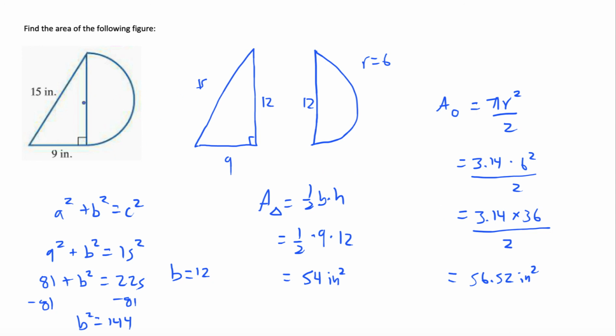Okay. Just a little side note here, right? We'll see that the area of these two separate shapes is almost about the same. It's a couple of inches off. A little bit interesting there, right? Well, we want to find the area of the following figure, which means the area of each of these added together. So the total area here, or the final answer here, is going to be the 54 plus 56.52. That gives 110.52 inches squared.